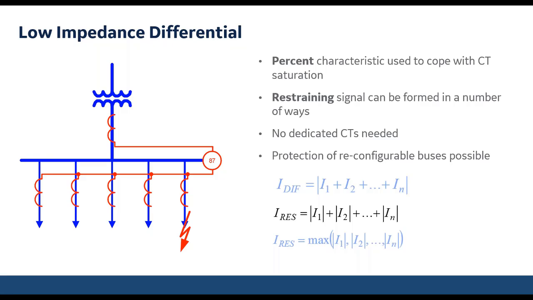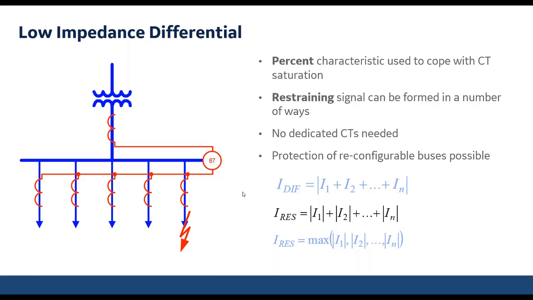This approach, unlike the high impedance, does not require dedicated CTs. And as with the high impedance, it can tolerate substantial CT saturation, provided it's set properly, and provide high speed tripping. Non-dedicated CT meaning I can use the CTs that I currently have on my feeders. So if I have a retrofit application, I don't necessarily have to go in and replace my CTs, depending on what side of the breaker those CTs are located. I can use some of the existing CTs to implement a low impedance differential scheme.